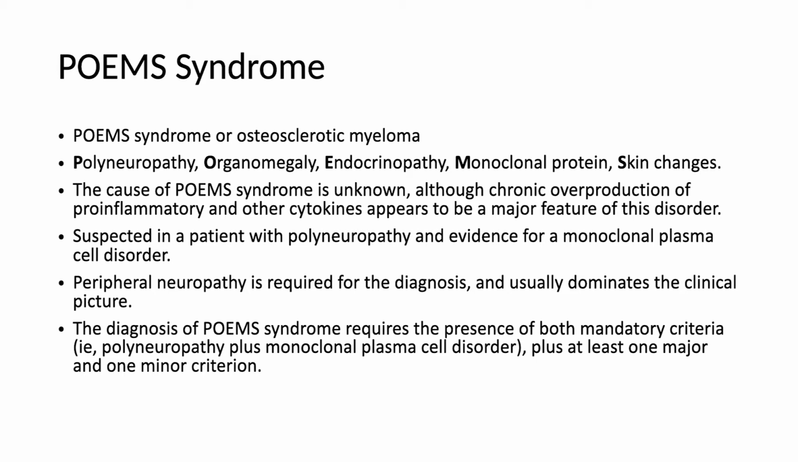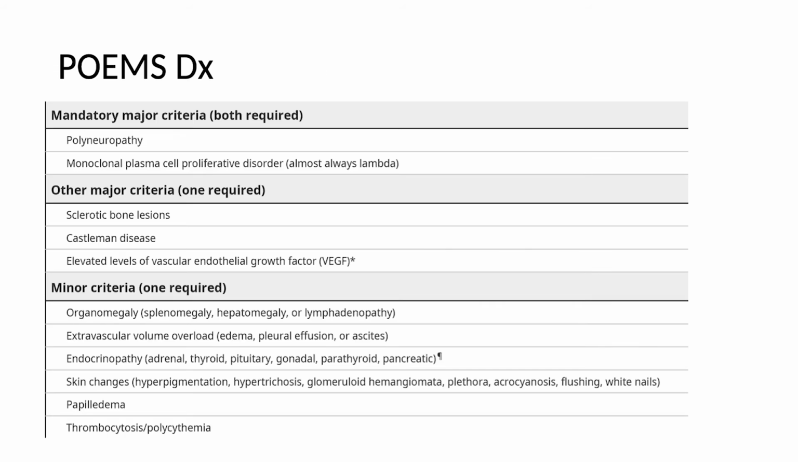peripheral neuropathy is definitely required for this diagnosis, and usually dominates the clinical picture. You should suspect it in a patient with polyneuropathy and evidence of a monoclonal plasma cell disorder. The diagnosis of POEM syndrome requires the presence of both criteria, which are mandatory: monoclonal plasma cell disorder and polyneuropathy, plus at least one major and one minor criterion. And the mandatory criteria, both are noted here.